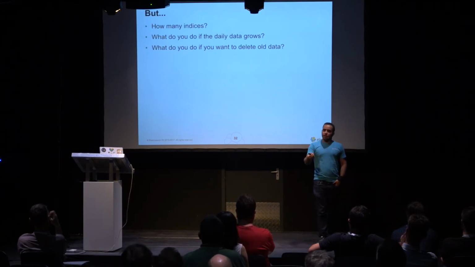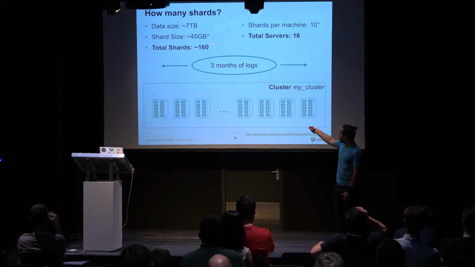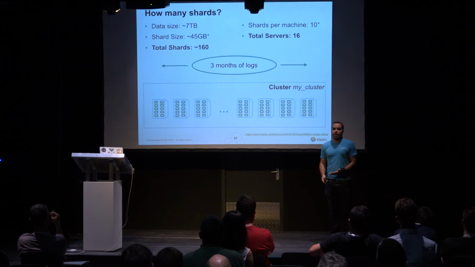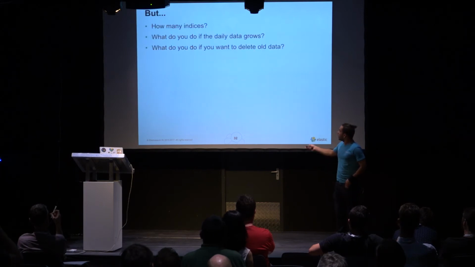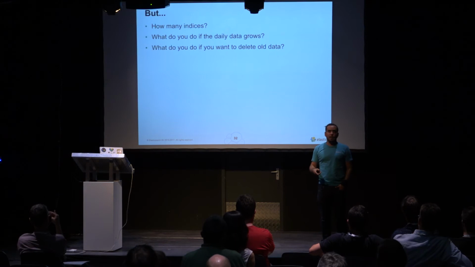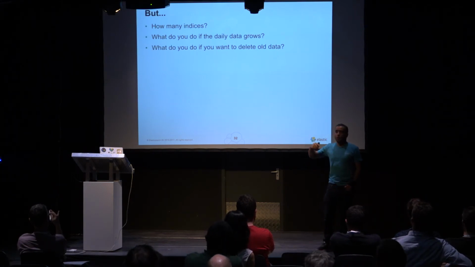If the index is the logical grouping of documents and each index is going to be broken into shards, and you just said that we should have something like 160 shards, how many indices should I have? One single index with 160 shards could be a possibility, but maybe not a good idea. What do you do if the daily data grows? We are assuming we have 82 gigabytes per day, but when Black Friday comes, from 82 you probably go into 160 or 240.